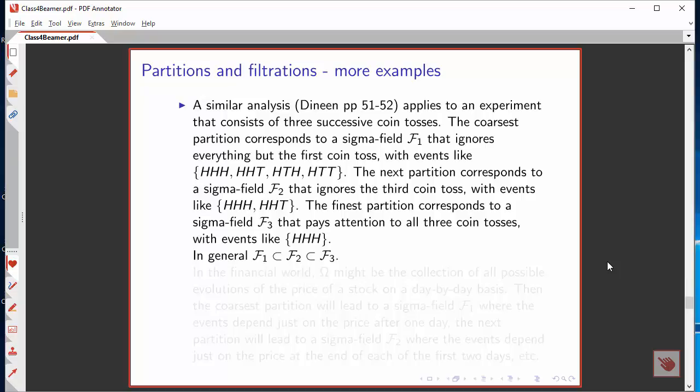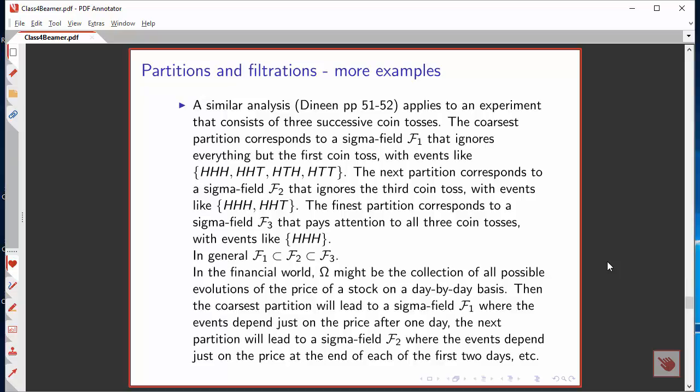In the financial world, your sample space might be the collection of all the ways that the price of a stock can evolve on a day-to-day basis. The coarsest partition would pay attention to just what happens after the first day. The second will pay attention to what happens after day 1 and day 2, and so on and so on.